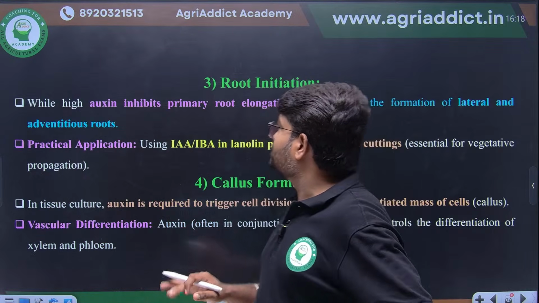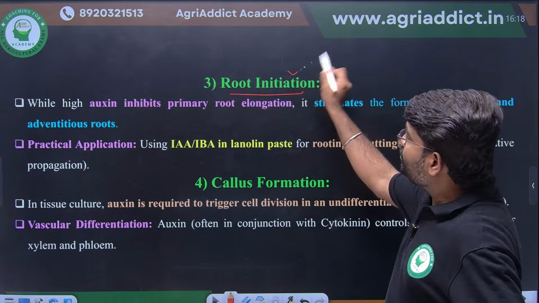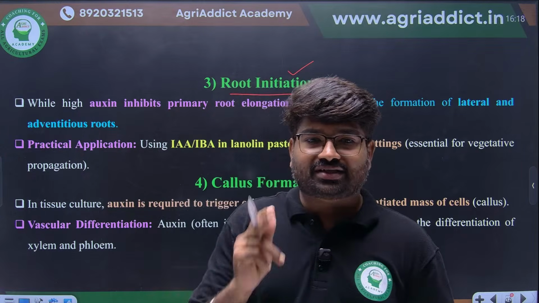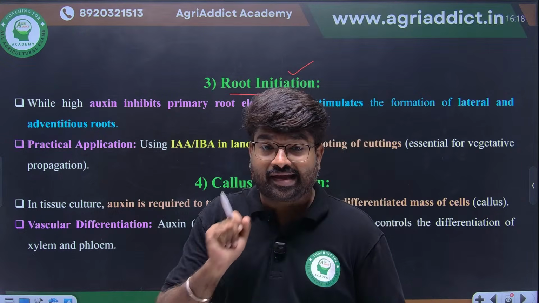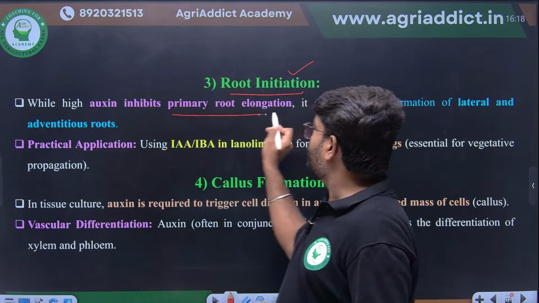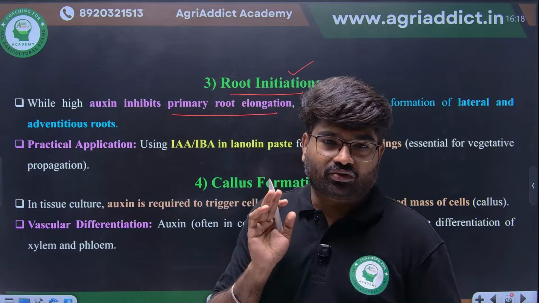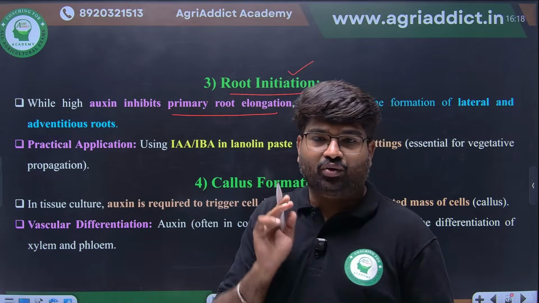Then another important thing, root initiation. We know auxin is primarily involved in root initiation. At high concentration, it will inhibit primary root growth, and at low concentration it will promote lateral root growth. This is another important point you have to remember.